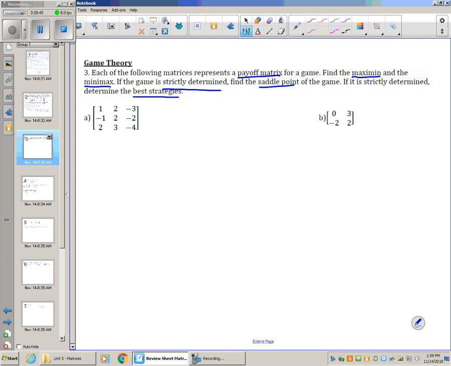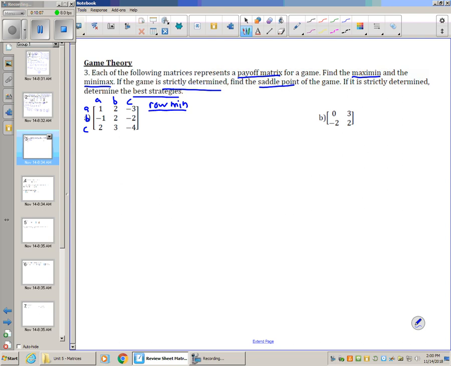Now, these are general cases. We don't know what game or situation is going on here, so we'll call these strategies A, B, and C. We'll talk about some game where each person has strategies A, B, and C. Okay. So the first step in A is to figure out your row minimums.